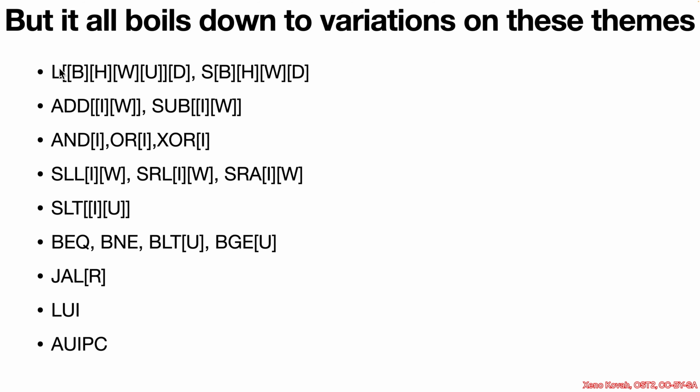You just need to be able to say, okay, load byte and load byte unsigned, load half word and load half word unsigned, and load double word, and there's no unsigned variant, and so forth. So we definitely learned a lot of stuff, but it all is much simpler once you realize what all is there.